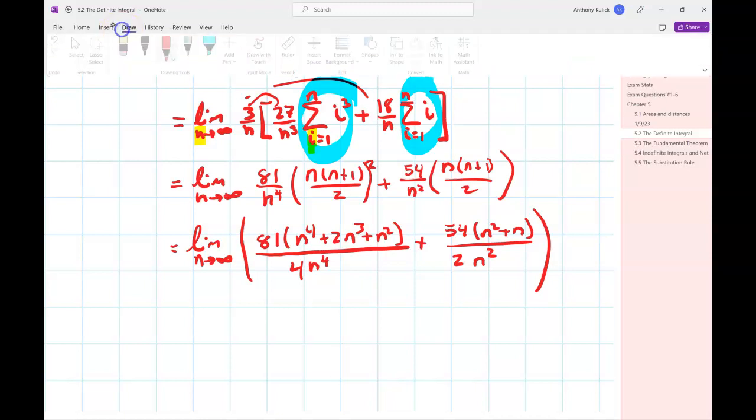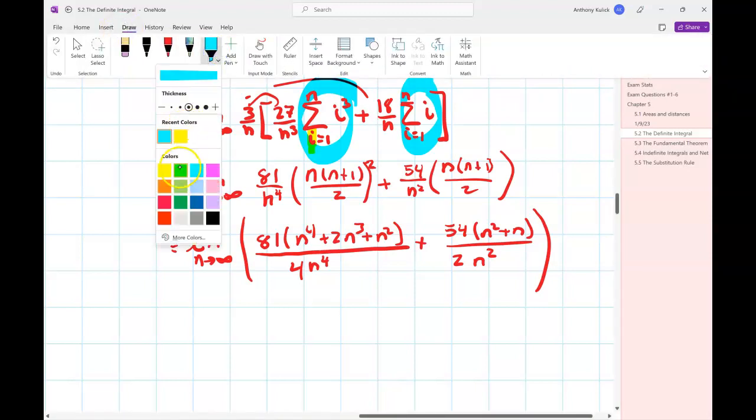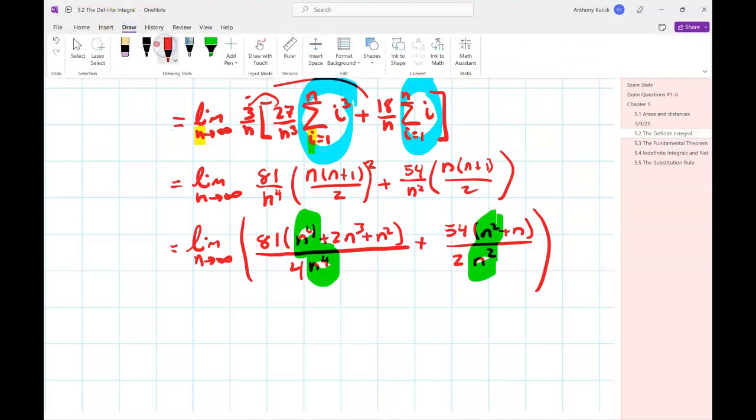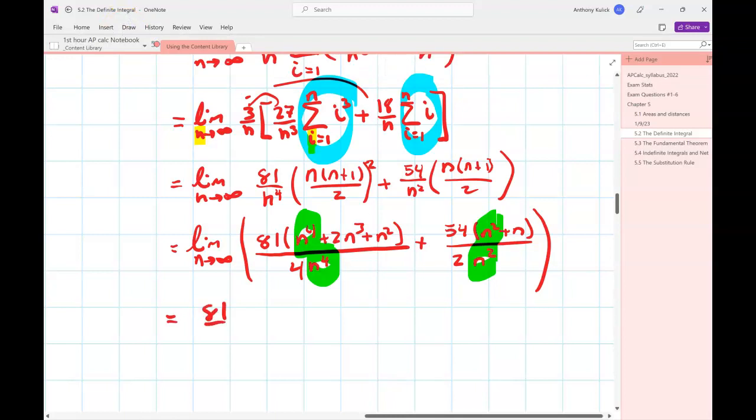Because what I'm going to notice here, to shortcut this up, the degree of the polynomial is the same in the numerator and denominator for each of these limits. So if I evaluate this limit, I can just do that.